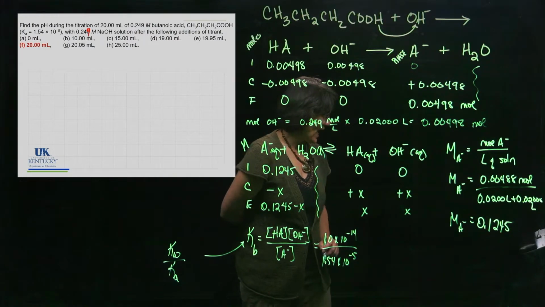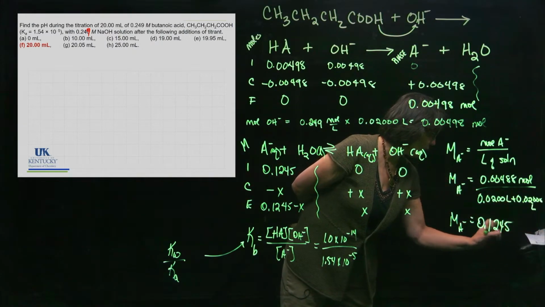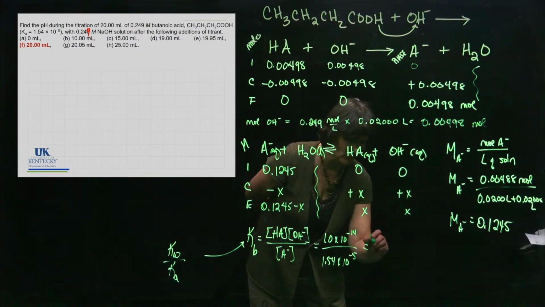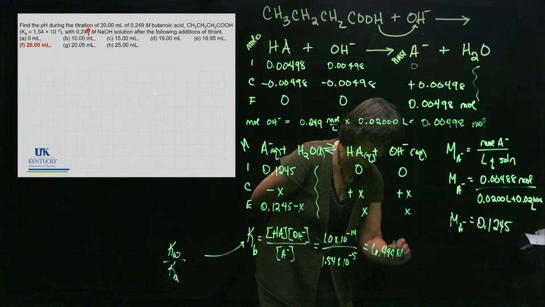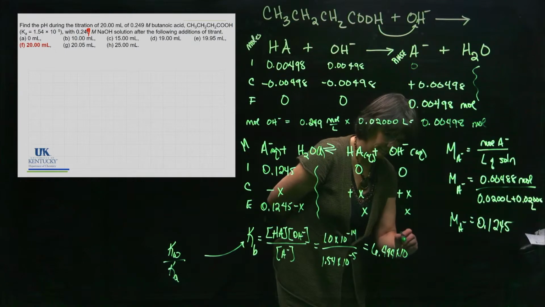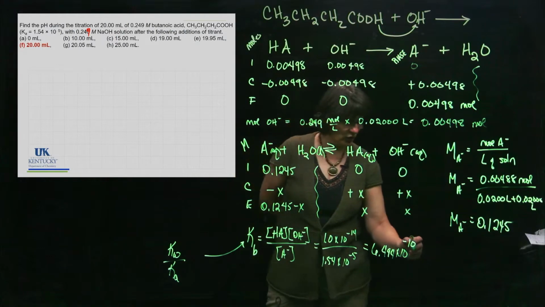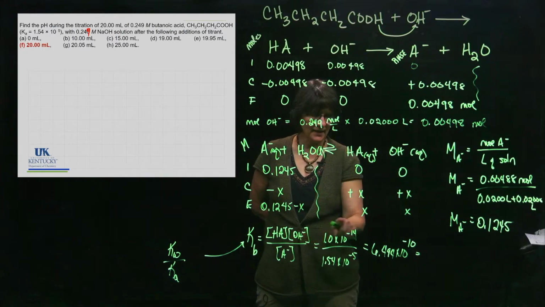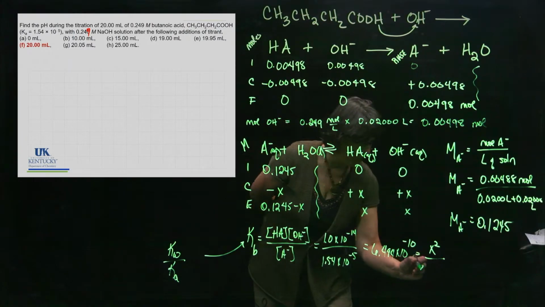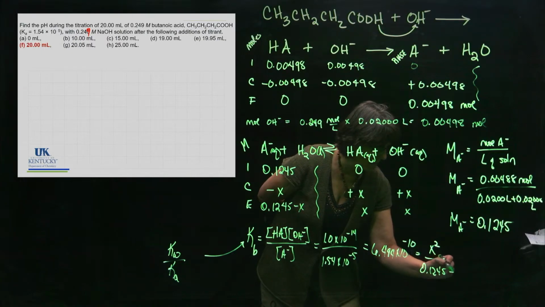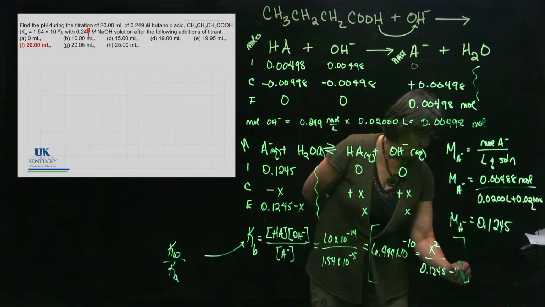Okay, so that's that portion of the problem. And I think I have a value for that already. It's a 6.494. Again, I'm carrying extra sig figs along for the ride for right now. 6.494 times 10 to the minus 10. That's the Kb of this base. Now that's going to be equal to the HA times the OH minus, so that's going to be X times X, or X squared, over 0.1245 minus X.